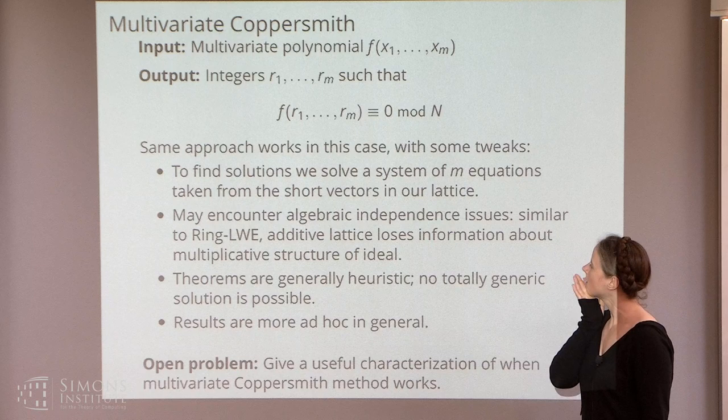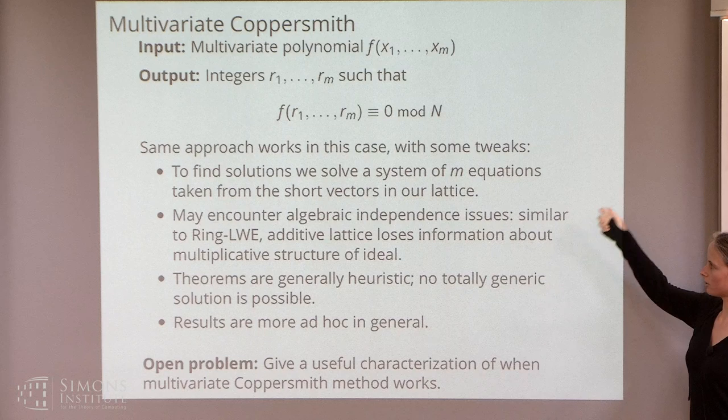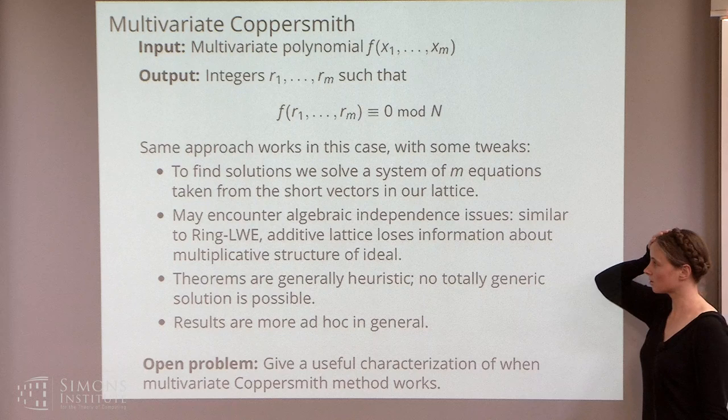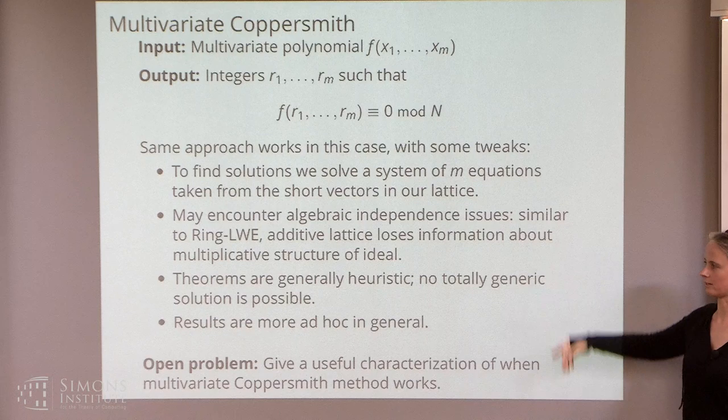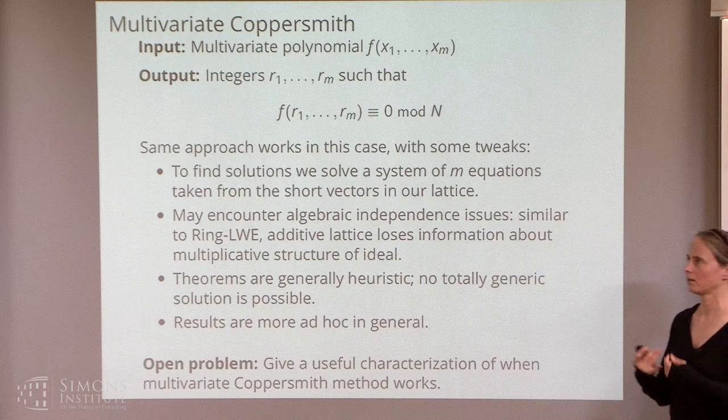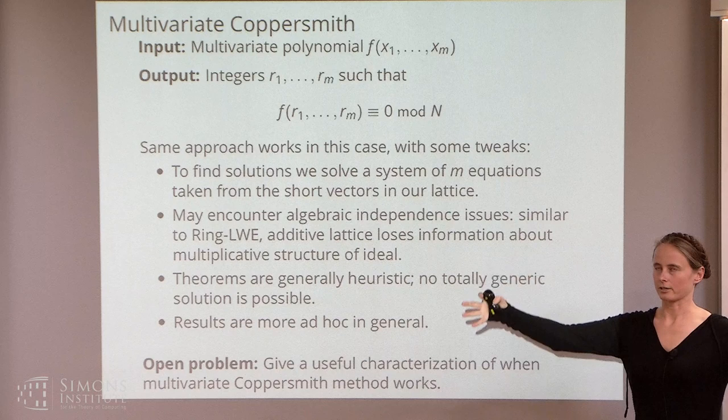So you have to find a bunch of short equations, or short vectors. You run into issues of algebraic independence. Much like the ring LWE things that we've been talking about, the additive lattice loses information about the multiplicative structure of the ideal that we have. So we can have two vectors that are linearly independent as vectors, but their coefficients are algebraically dependent polynomials.